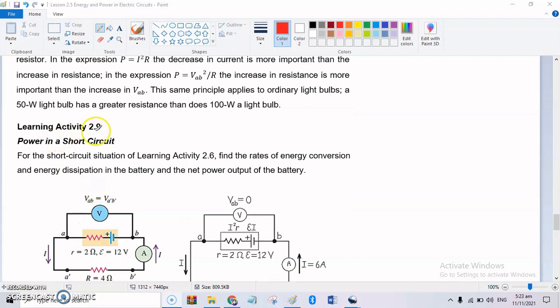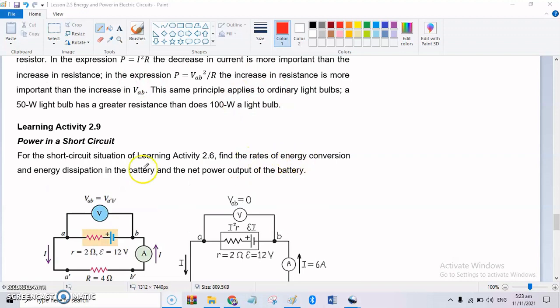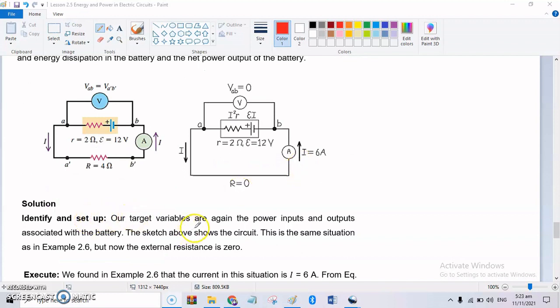Learning activity 2.9, power in a short circuit. For the short circuit situation of the learning activity from the previous, find the rates of energy conversion and energy dissipation in the battery and the net power output of the battery. Our target variables are again the power inputs and outputs associated with the battery, and the sketch above shows the circuit. This is the same situation.